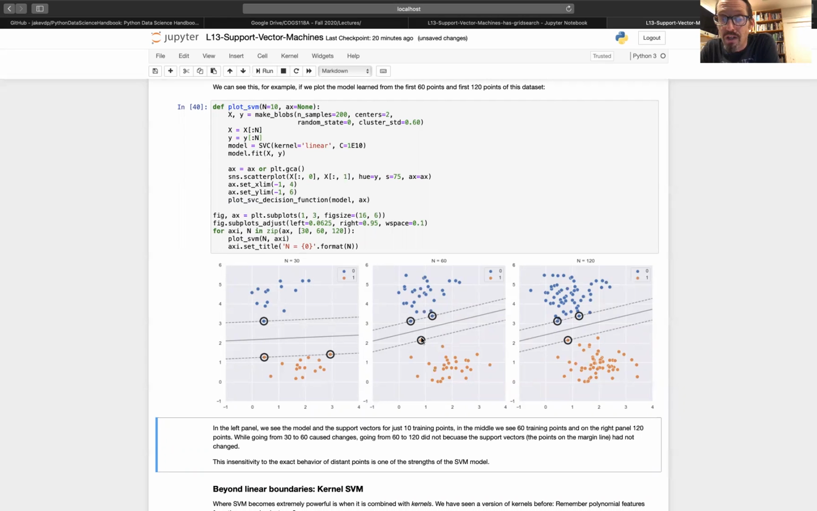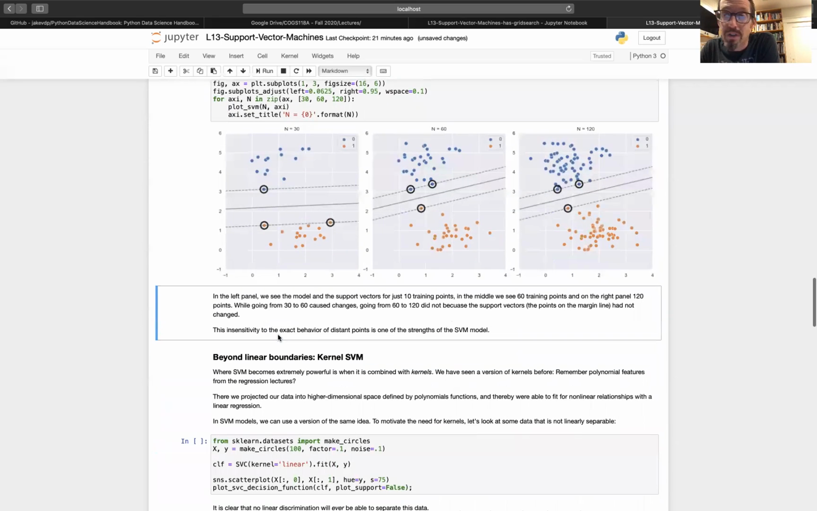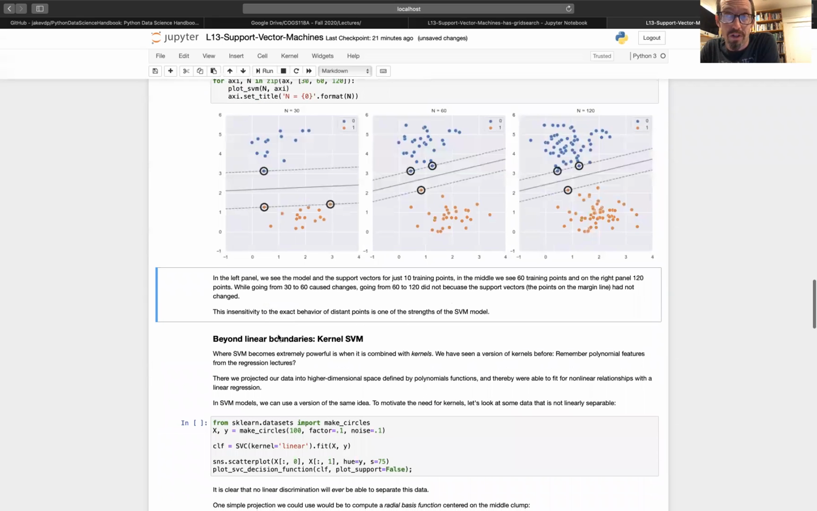And that's because, again, it's only these support vectors, these closest ones, these dots on the margins, that are the things that define it. Now, with only 30 points, we get a small change, but it's not actually the end of the world. It's still roughly the same kind of decision boundary, okay? So you can see that it's pretty good at generalization in that way.